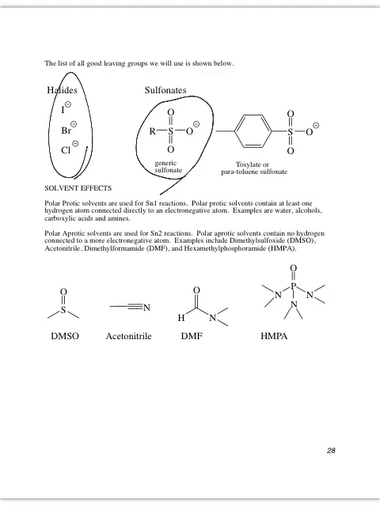Solvent effects. Polar protic solvents are used in SN1 reactions. Polar aprotic solvents are used in SN2 reactions. The polar protic examples are water, alcohols, acids, and amines, things that can have a hydrogen connected directly to an electronegative atom. Polar aprotic solvents are used for an SN2 reaction, and they contain no hydrogen connected to the more electronegative atom, with some examples drawn below of DMSO, acetonitrile, DMF, and HMPA. Those go via an SN2 mechanism.